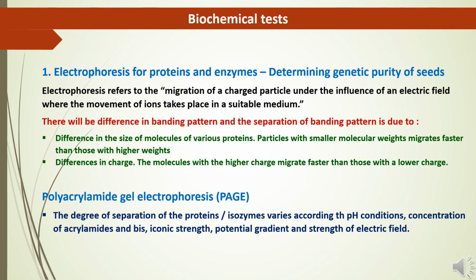The degree of separation of the protein isozymes through PAGE varies according to pH conditions, concentration of acrylamide, ionic strength, potential gradient, and strength of the electric field when the current and volts are applied. The optimum conditions may vary for different species and hybrid varieties, depending upon the molecular weight of the proteins and isozymes involved, and hence need to be standardized as per the crop and hybrid specifically.